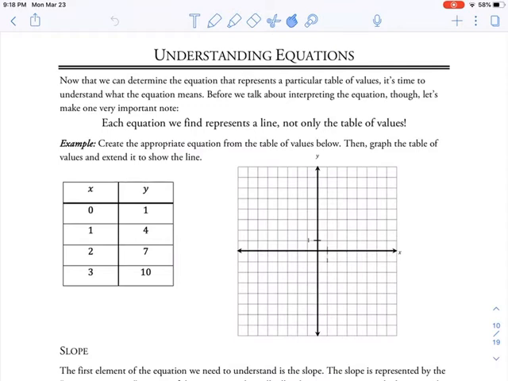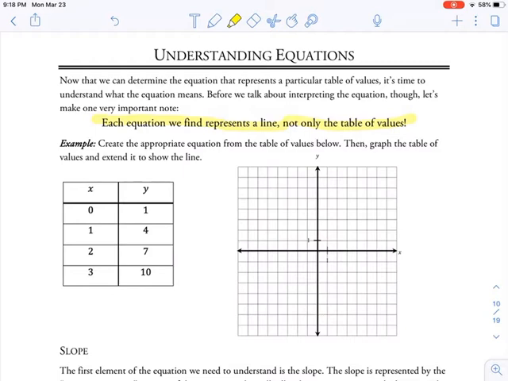Okay, so I'm on page 10 of our notes, so you can join me there, and we're going to talk about what the equation means, the one that we developed in the last lesson. First things first, it's really important to remember that each equation that we find represents a line, not just the table of values, okay? So that's a super important piece of information that we can't forget.